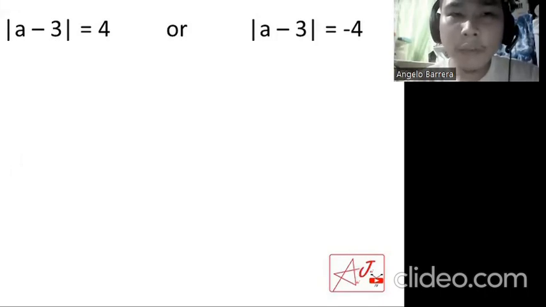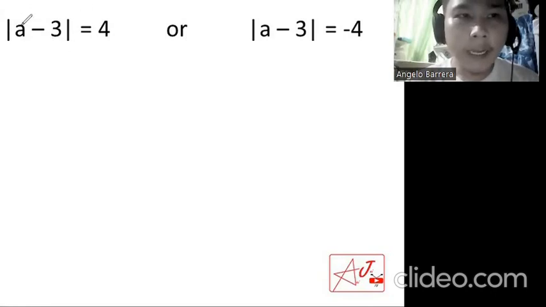So for today's video, pag-aaralan natin kung paano nga ba isi-simplify ang isang absolute equation. Like for example, meron tayong example na absolute value of a minus 3 is equal to 4, or a minus 3 is equal to negative 4, or absolute value of a minus 3 is equal to negative 4. So palagi po silang partners, dalawa, isang positive at isang negative para makuha natin yung solution set niya. So paano nga ba ito kukunin?